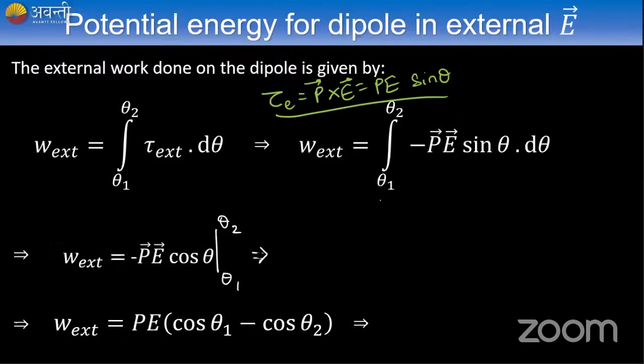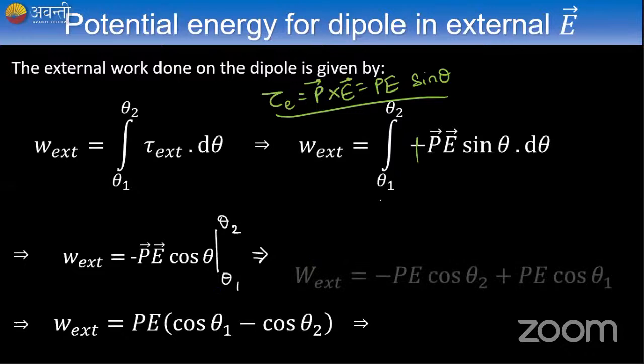Okay, I think I substituted the minus already. So yes, the integral of sine theta is minus cos theta. There should not have been a minus here. Okay, the integral of sine theta is minus cos theta, so I get this cos theta. Anyway, keep it as it is.